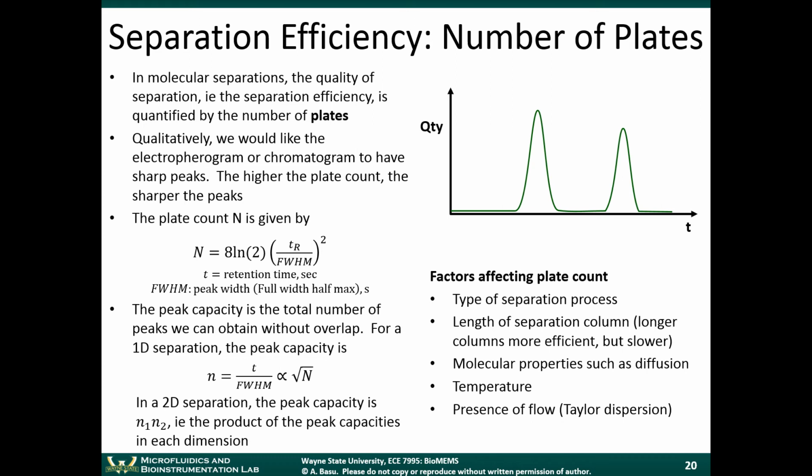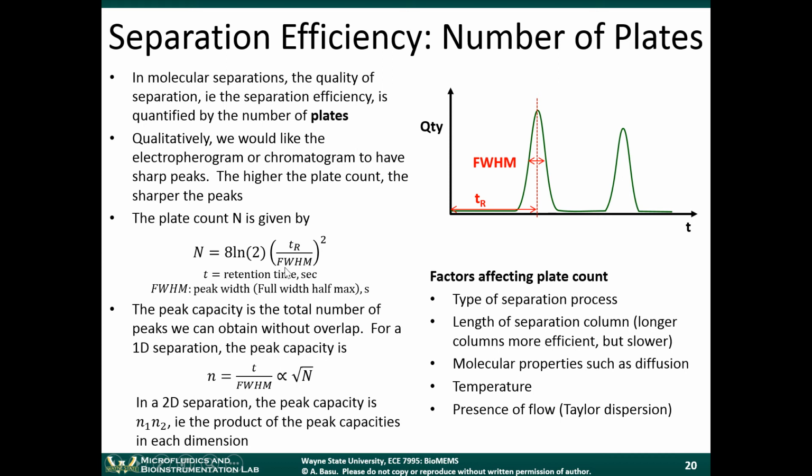The way that you can quantify this in terms of numbers is by something called a plate count. And the plate count is related to the retention time here, and it's also related to the full width half max. So a very narrow peak would be something with a very small FWHM. The formula for plate count looks something like this. There's a historical origin for this formula. We're not going to get into that. But notice that the full width half max appears in the denominator, and the retention time, TR, is represented in the numerator.